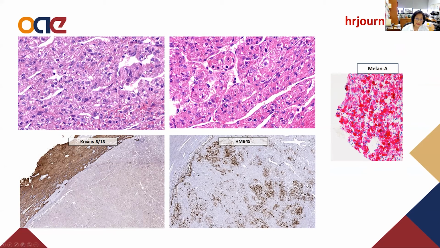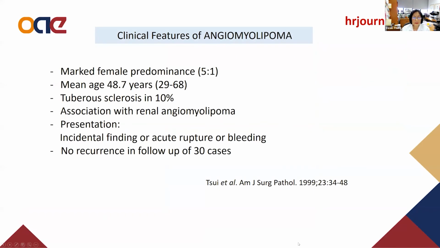So when you do the staining, of course, the keratin K8/18 stains very nicely the surrounding hepatocytes, but not the lesion. And HMB45, or melanin marker, or the other one is Melan A, strongly positive within the tumor. So this is an angiomyolipoma without much of the lipoma, so it's more like myo.